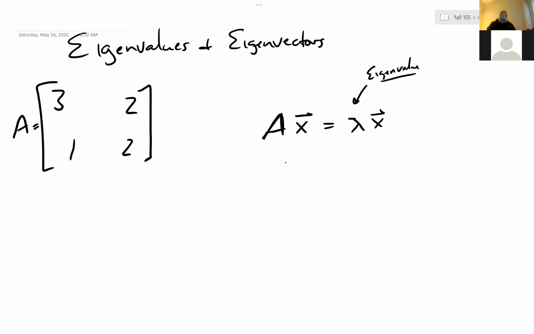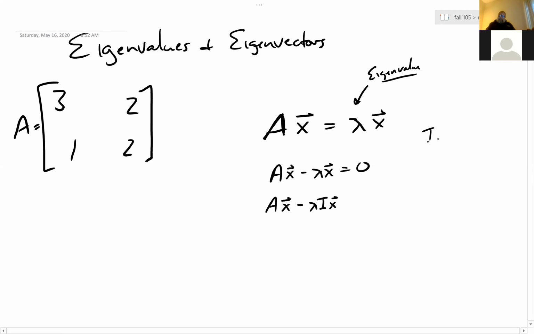So one thing we want to do is be able to write this formula like this: AX minus lambda X equals 0. And then we're going to take an extra step in here. We're going to say AX minus lambda times I times X, where I is the same dimension as A, and of course A is always going to be a square matrix.